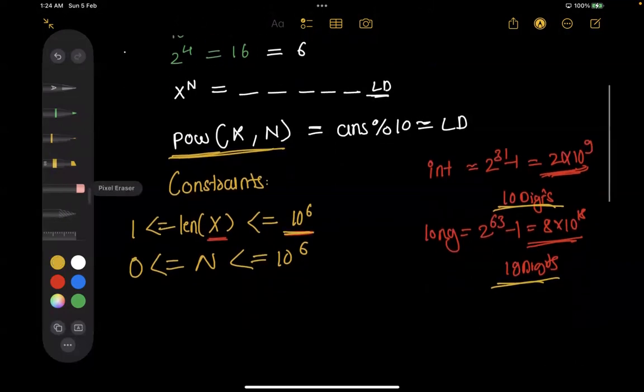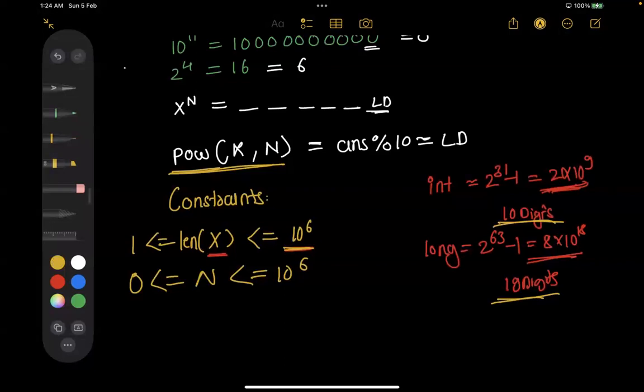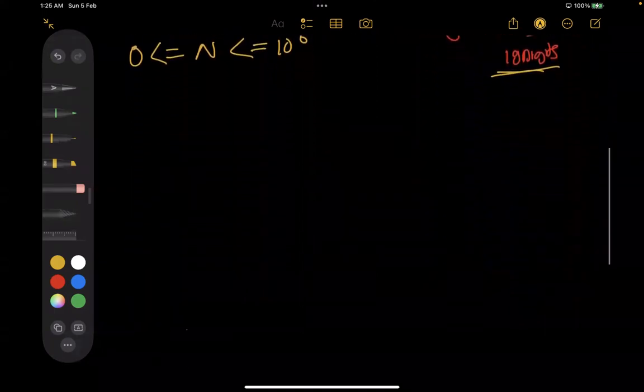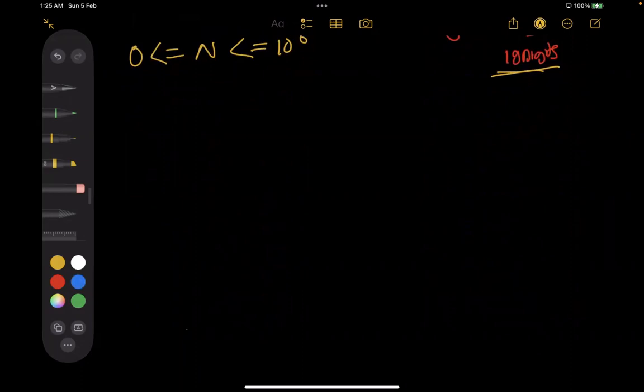But still, in Python, because it supports very large values, you can easily solve this question using the power function. Also in Java, you can use BigInteger, and in C++ you can use a big integer. But we can also solve this question easily by using integer. Okay. So let's see how we can solve this question.